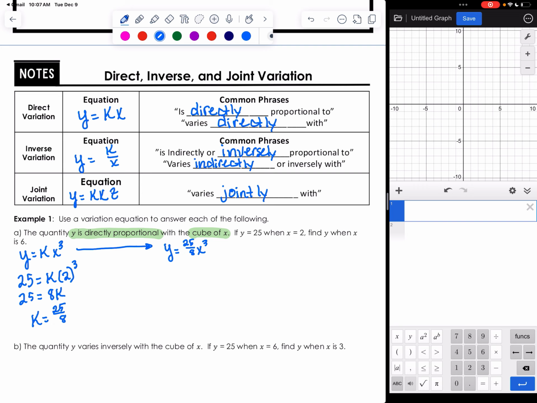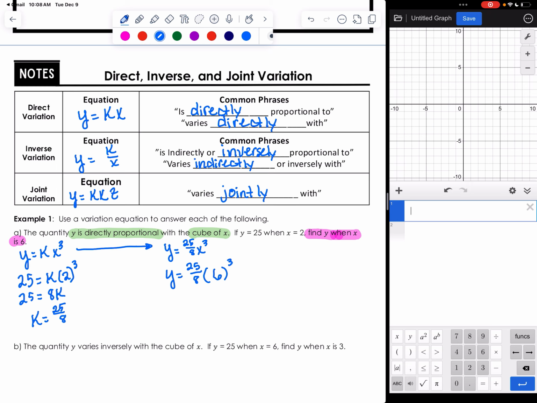Now, once you have your direct variation equation with the value of k, it's time to answer the question, and I'm going to highlight that in a different color. The question asks us to find y when x is 6. Find the value of y when x is 6. So you'll simply plug in a 6 for the value of x. So instead of x cubed, I'll have 6 cubed.